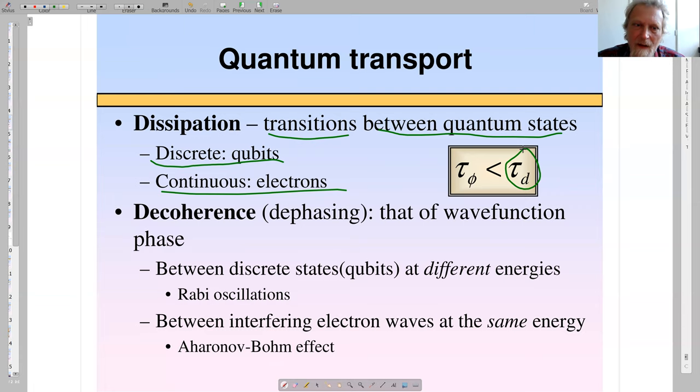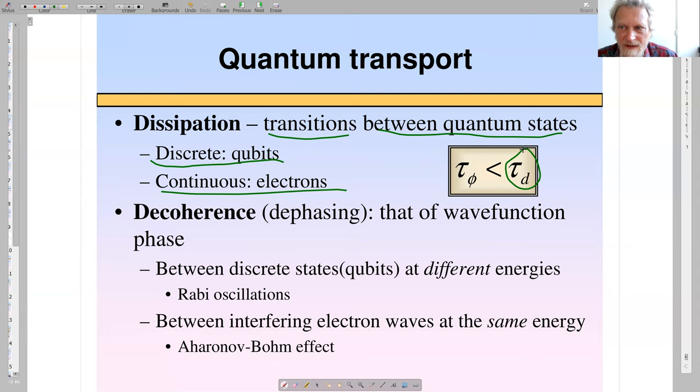Right, and how about the coherence? I should say that decoherence and dephasing frequently mean just the same. But it turns out that when we talk about qubits, we mostly talk about decoherence, while if we talk about electrons, they frequently use the term dephasing. In any case, what happens is that the phase is spoiled somehow.